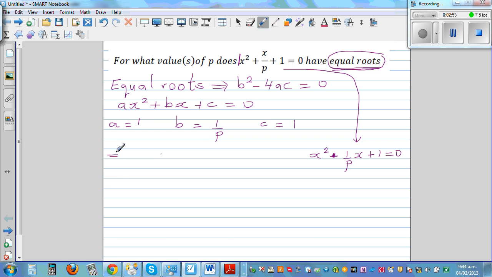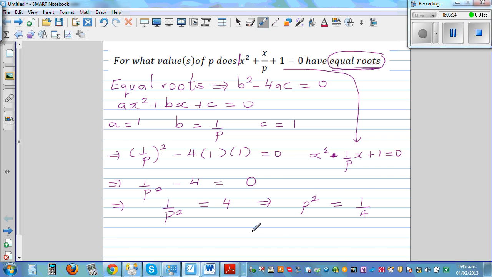So we just substitute this a, b, and c in the formula: 1 over p, the whole squared, minus 4 times a, which is 1, times c, which is 1, is equal to 0. Which implies 1 over p squared minus 4 is equal to 0. So 1 over p squared is equal to 4. Making p squared the subject, or cross multiplying, p squared is 1/4.